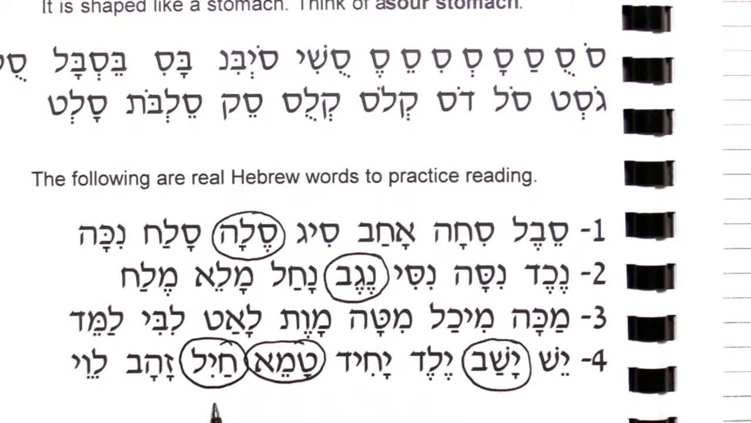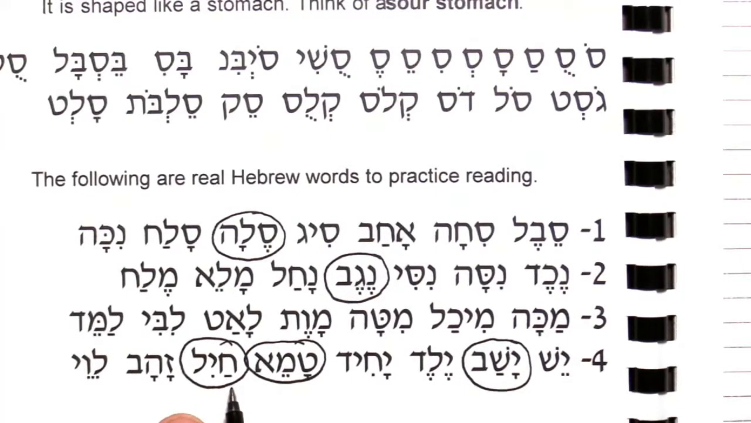And chayil, one of my favorite words. The last chapter of Proverbs, Proverbs 30. The last 22 verses of that proverb are called the Eshet Chayil, the woman of valor. Chayil means valor. It's actually kind of a military term. And those last 22 verses are an acrostic. The first verse begins with the first letter of the alphabet, Aleph. The next verse starts with the second letter, Beit, and right on through to the 22nd letter, Tav. So there are 22 verses that each begin with consecutive letters of the Hebrew alphabet.